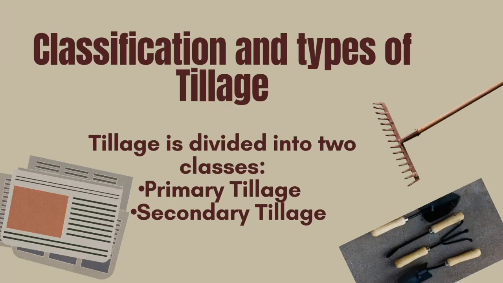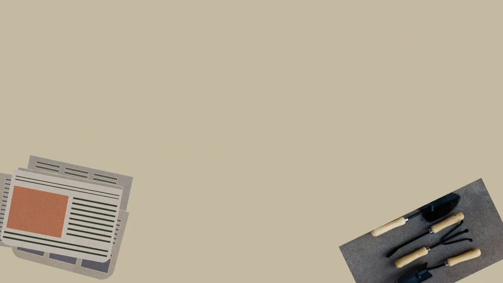Classification and types of tillage. Tillage is divided into two classes, the primary tillage and the secondary tillage.